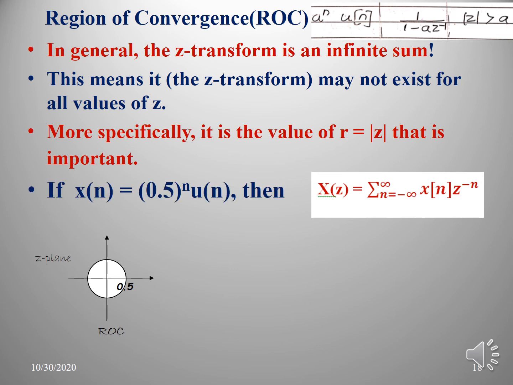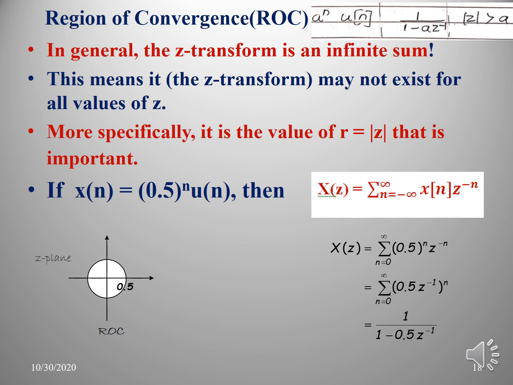Let us go on for a simple problem given by x of n equal to 0.5 power n u of n. In such a case, x of z would be equal to summation n equal to 0 to infinity of 0.5 power n z power minus n as per the definition of x of z, resulting in summation n equal to 0 to infinity of 0.5 z power minus 1, whole power n. On the basis of the Z transform table, it appears as z divided by z minus a, resulting in 1 divided by 1 minus 0.5 z power minus 1.